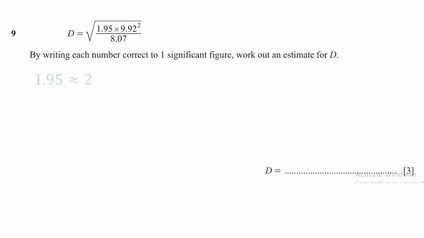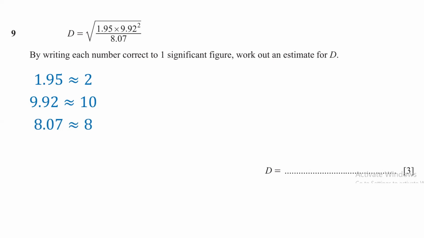1.95 rounds to 2. Here, 1 is followed by 9. Hence we round up. 9.92 rounds to 10. Here, 9 is followed by 9. Hence we round up. 8.07 rounds to 8. Because 8 is followed by 0, hence we round down.